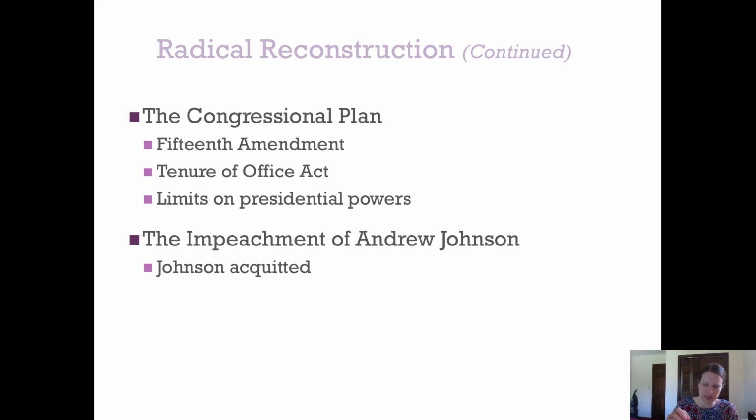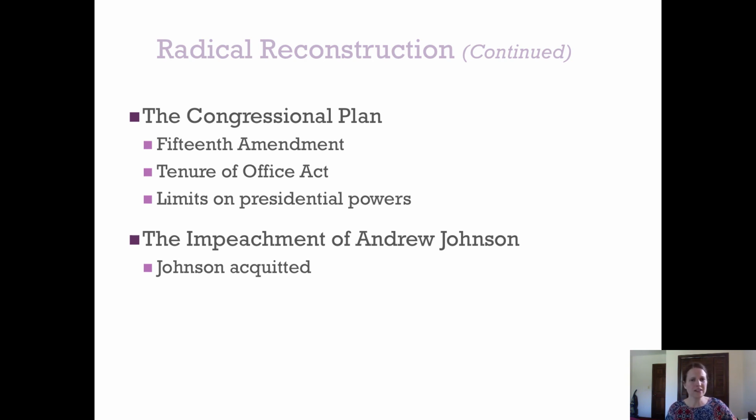So the 15th Amendment is put into the Constitution, and then the Tenure of Office Act was passed, and what it did was it limited presidential powers, because the Congress didn't really like Andrew Johnson, and they wanted to find some way of getting him out of there. So they ended up impeaching Andrew Johnson, but he ends up being acquitted. So he's impeached in the House, but the Senate acquits him. That was pretty much it. That was the big news, the big scandal, all that fun stuff.